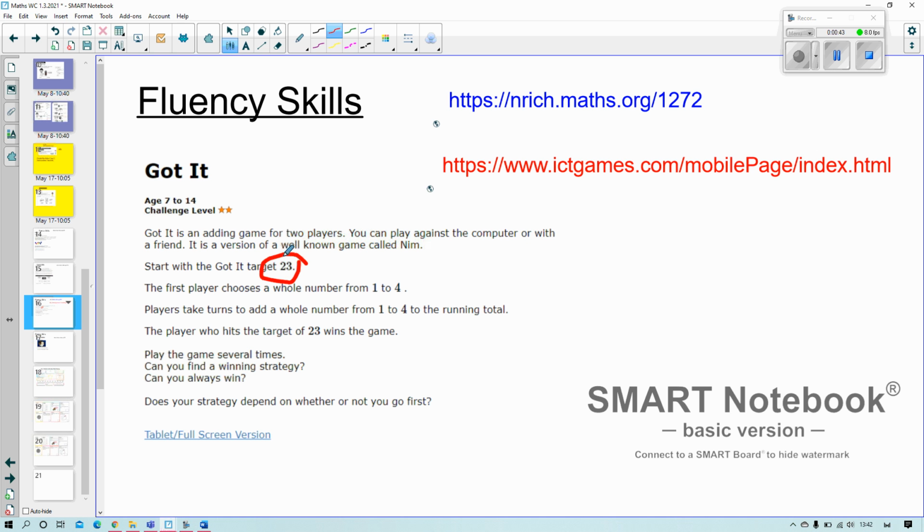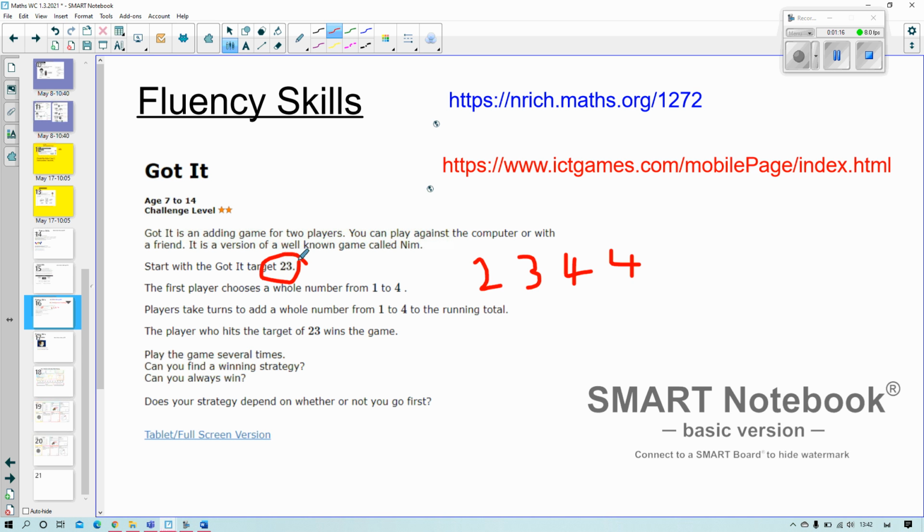The first person chooses however many they like between 1 and 4. It needs to be a whole number. Then the next person takes a turn and they choose a number between 1 and 4, and so on and so forth. So if I went first and I chose 2, and then my partner chose 3, then our total would be 5. And then the first person might choose 4, and then we'd be at 9, and then the next person might choose 4 as well, and then we'd be at 13, and so on and so forth.